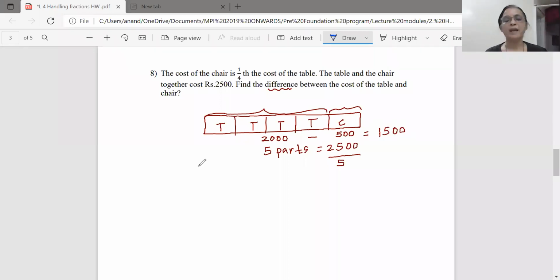X method. Let the cost of chair be x rupees. Then the cost of table will be 4x rupees. And do I really have to find?